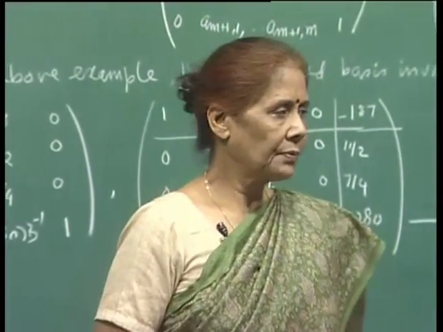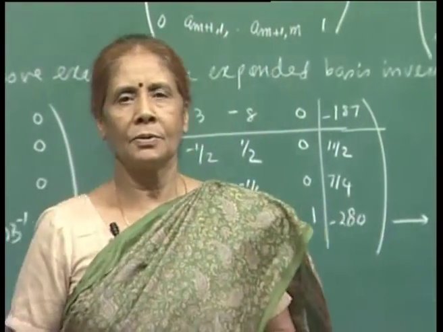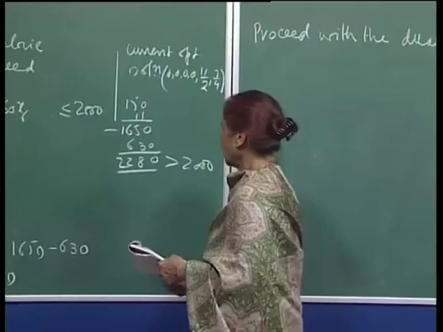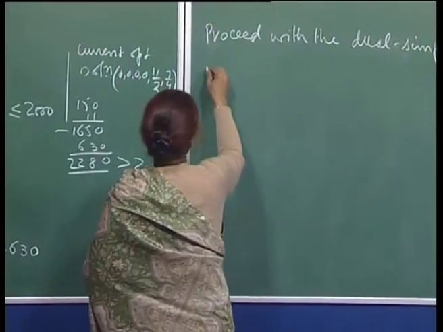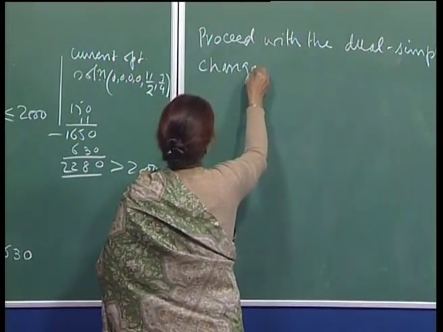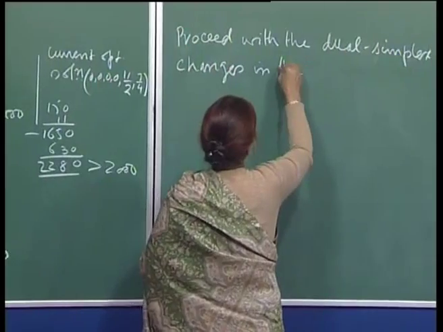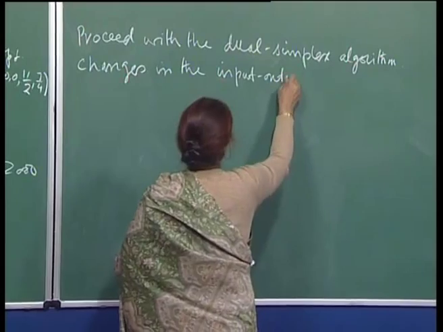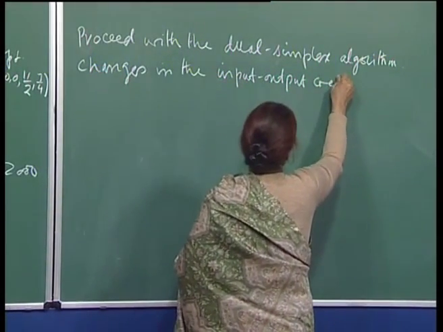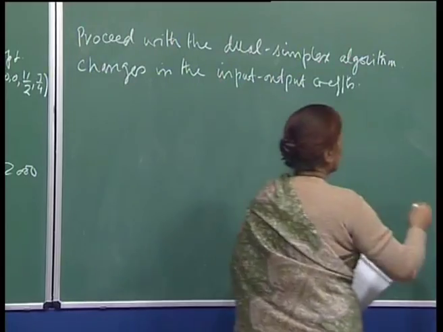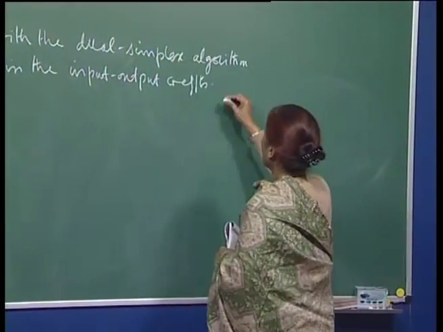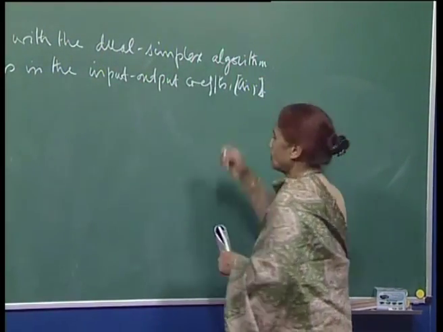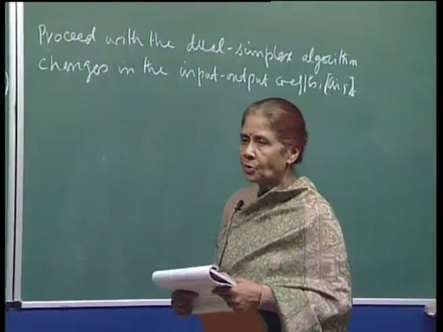So, I hope you have now obtained some feeling for the sensitivity analysis that we do after we have obtained the optimal solution. Now, changes in the input output coefficients. There are two names for input output coefficients, the coefficients Aij. These are the elements of the matrix. We call them input output coefficients.